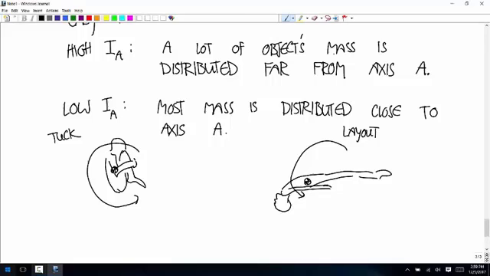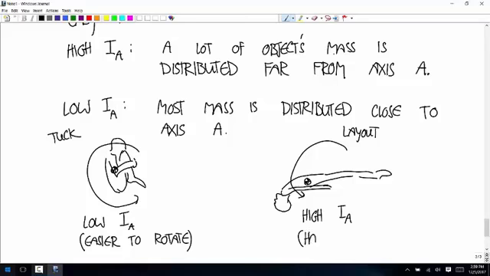So this is a low mass moment of inertia, easier to rotate. And this is a high mass moment of inertia, harder to rotate.